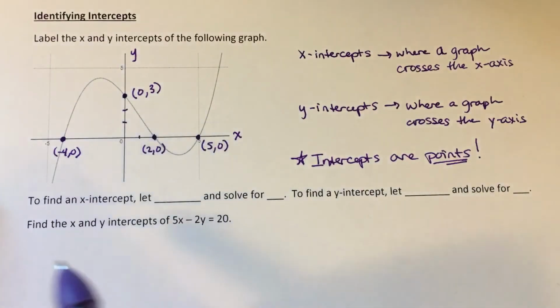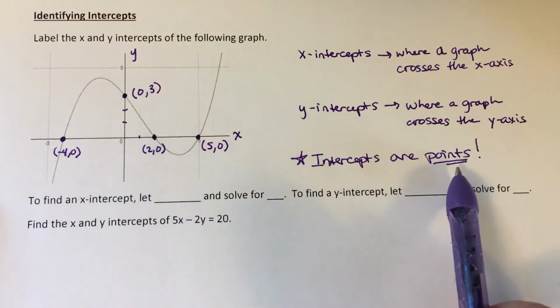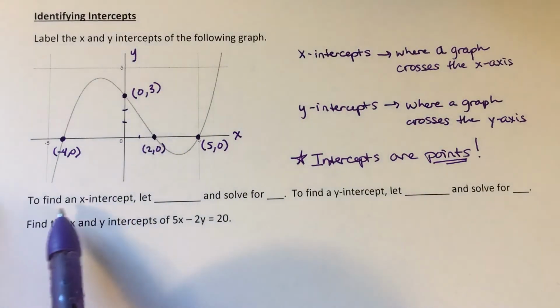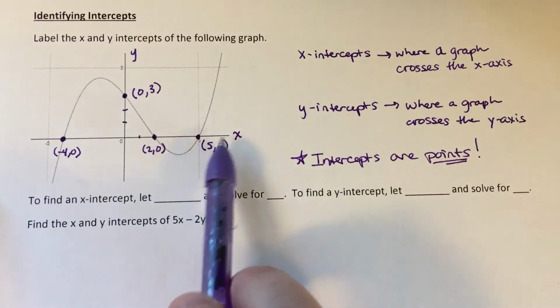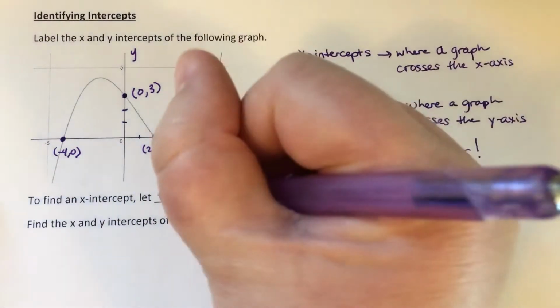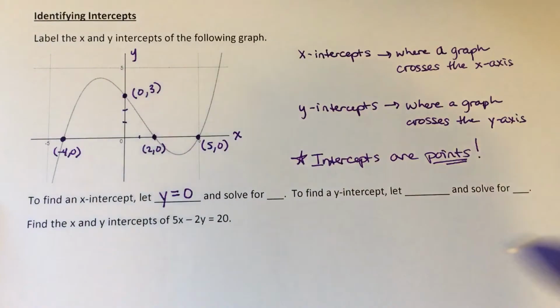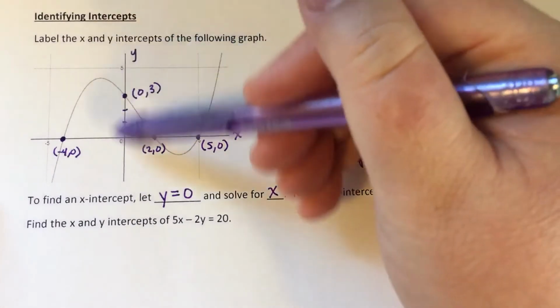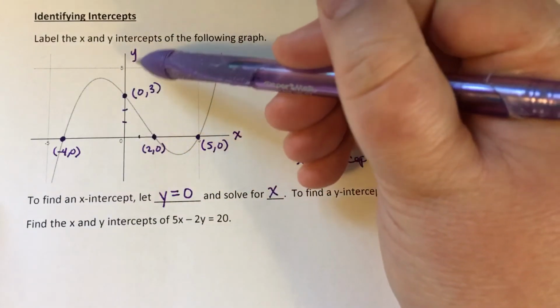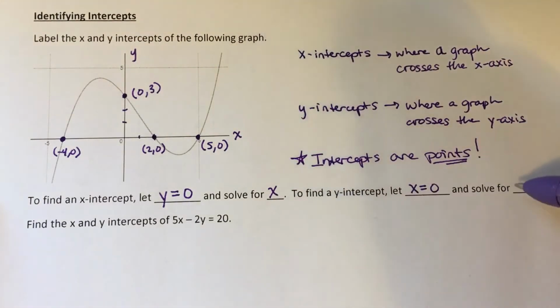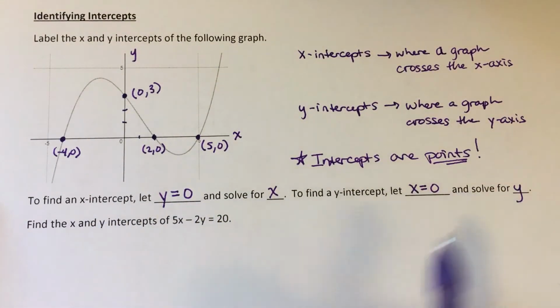So let's look at what these have in common, because they are all points, but one thing that they all have is one of the coordinates is a 0. So to find an x-intercept, these x-intercepts here all have a y value of 0. So x-intercepts always have a y = 0, and then it's x that's going to be different. So then we would solve for x to find those x-intercepts. A y-intercept, if it crosses through the y-axis, then it has to have an x value of 0. So to find a y-intercept, we let x = 0 and solve for y. So this enables us to find intercepts without a graph.